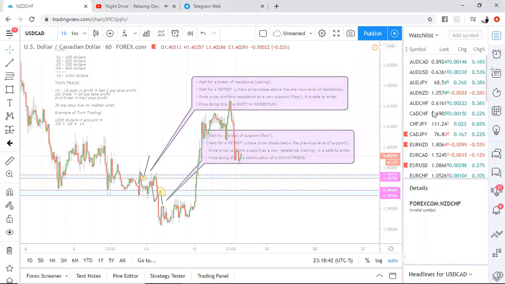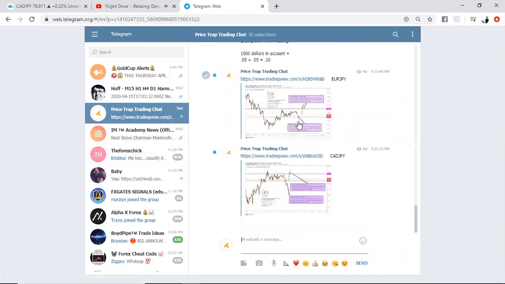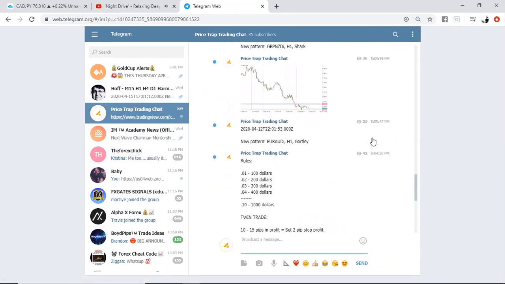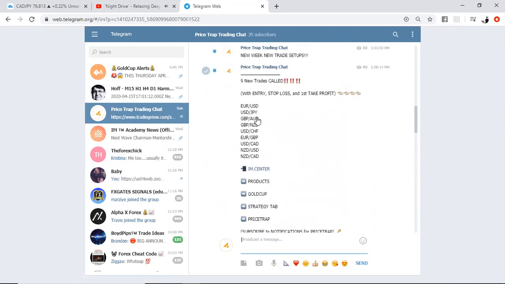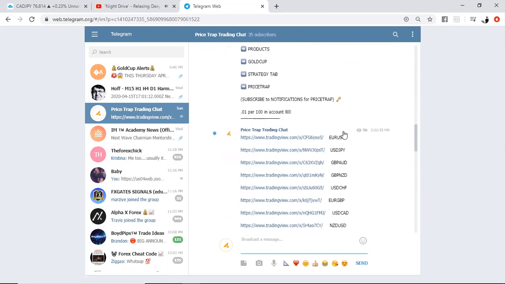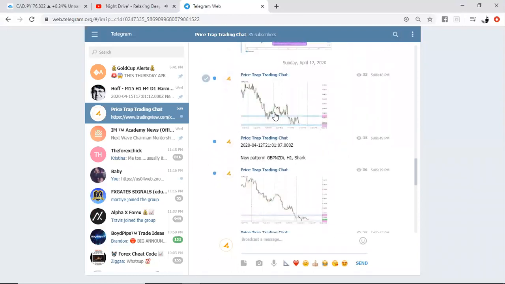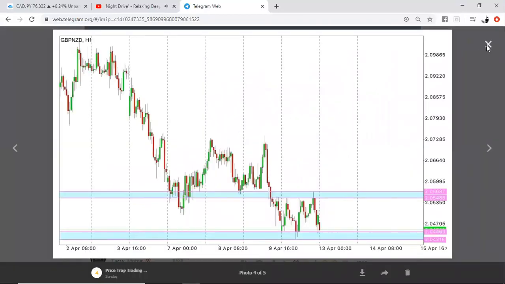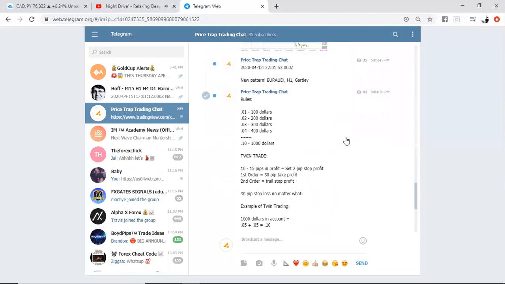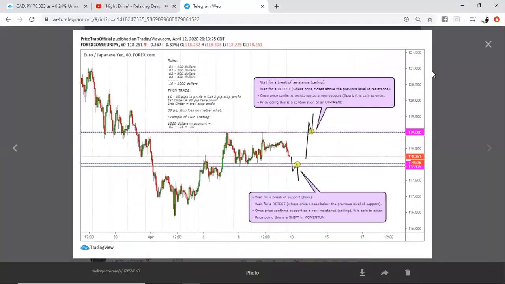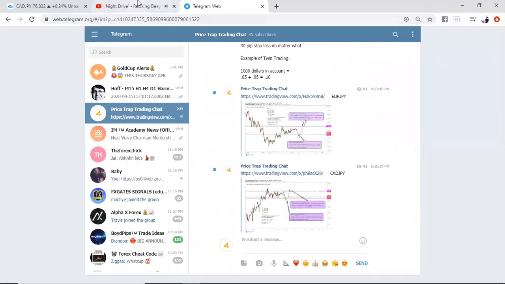I'm going to pretty much be doing an overview of the trades that were sent out on the actual Price Trap trading chat. Little thing I got going on. We'll review everything that was sent. So these 9 trades in Price Trap, which I all have the links to here, followed by this one, and these last 2 as well. So I'm going to be reviewing all of that.